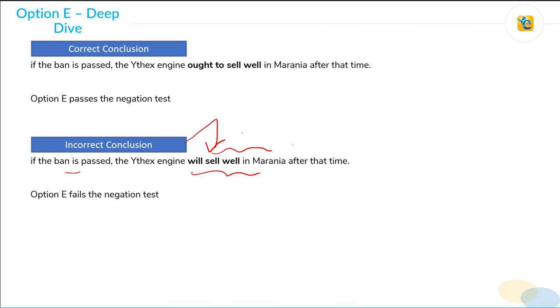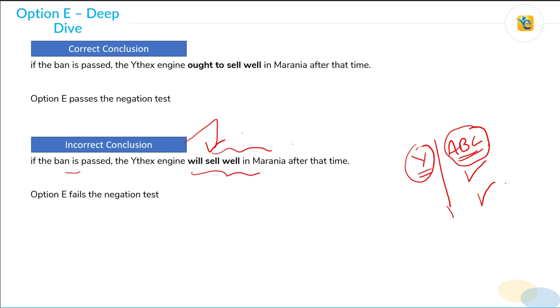Okay. Now, what does negated option E say? Negated option E says there is some other competitor. Let's say ABC. ABC is some other competitor. There could be more. I'm just giving an example. That is as good as the Ythex. That's as clean running or efficient in operations as Ythex, and as popular as Ythex. So essentially, there is very strong competition for Ythex. Some player whose engine is as good, and whose brand value is as strong.